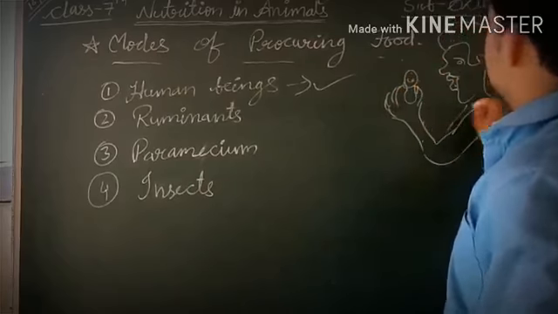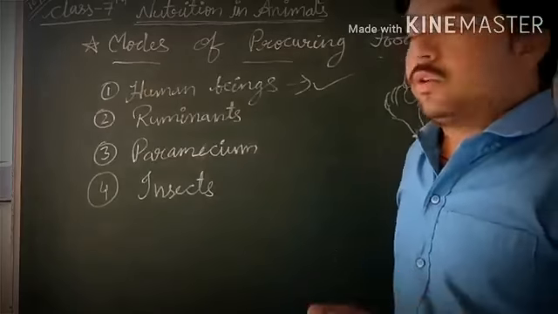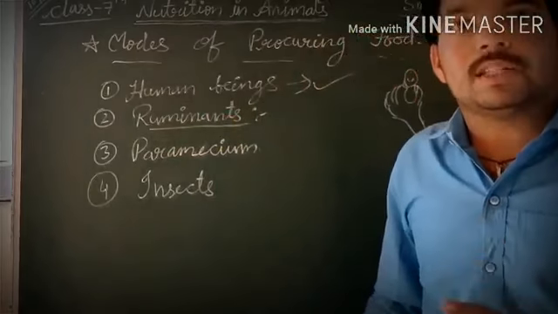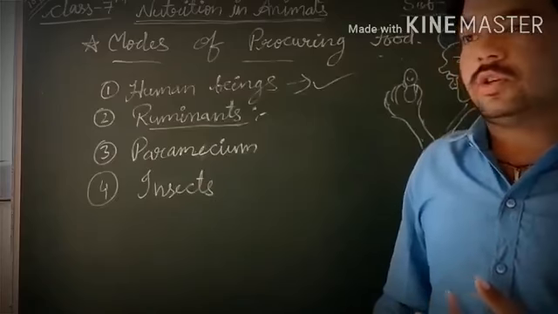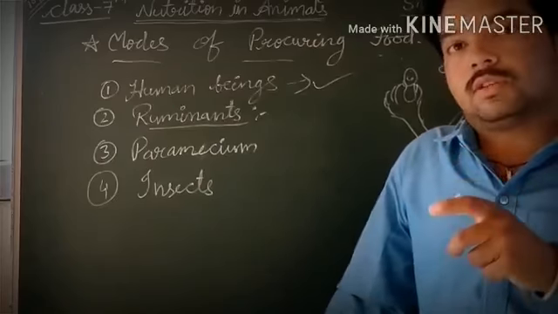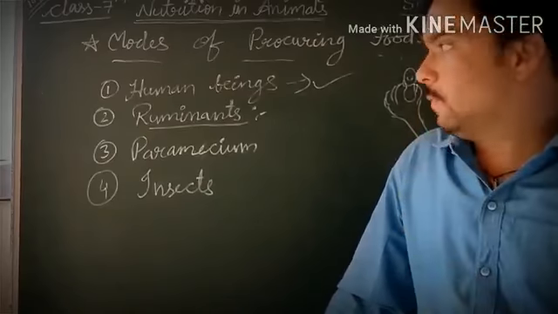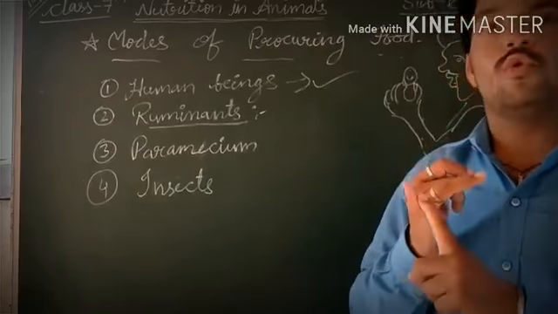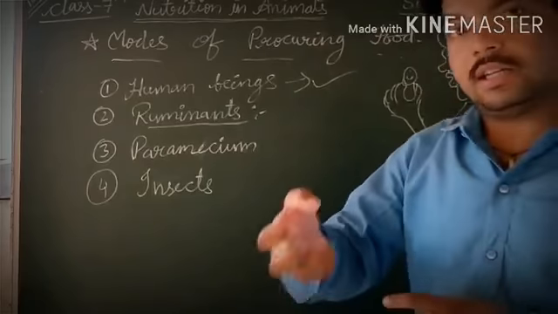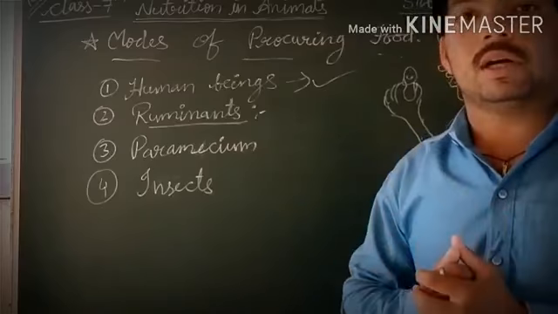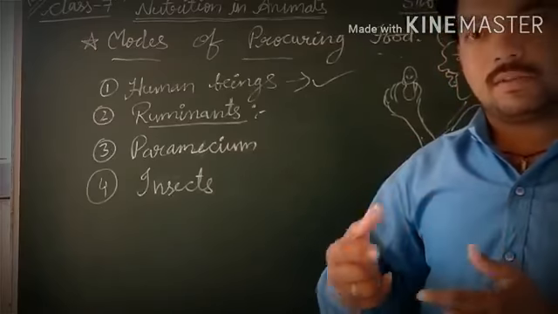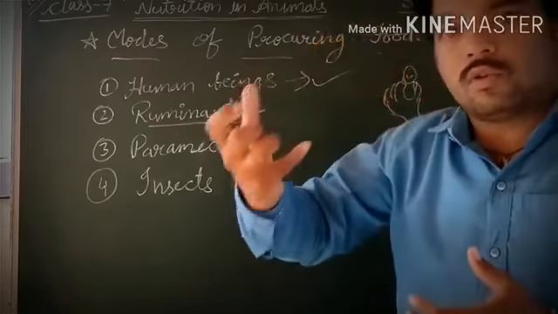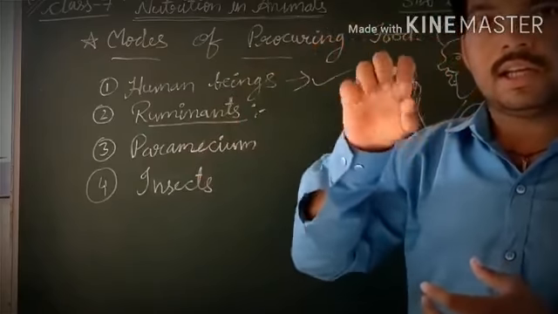But if we talk about ruminants, do you know ruminants? Ruminants means the animals which rechew the curd, or we can say there is a process in some animals like buffalo, cow, horse. They directly consume all the food into their stomach, and after some time this food is called curd, and they bring this curd back up into the mouth, and after that they chew it.